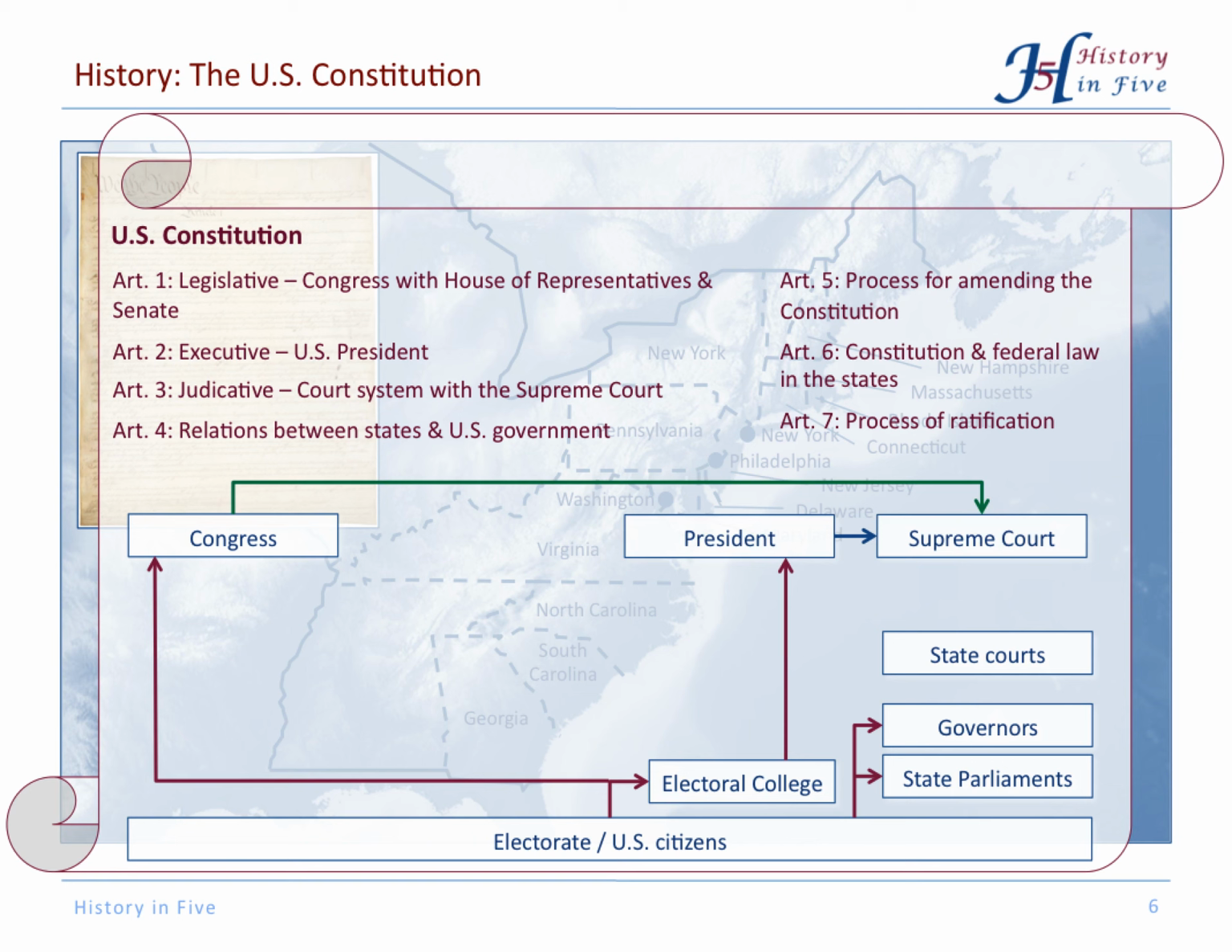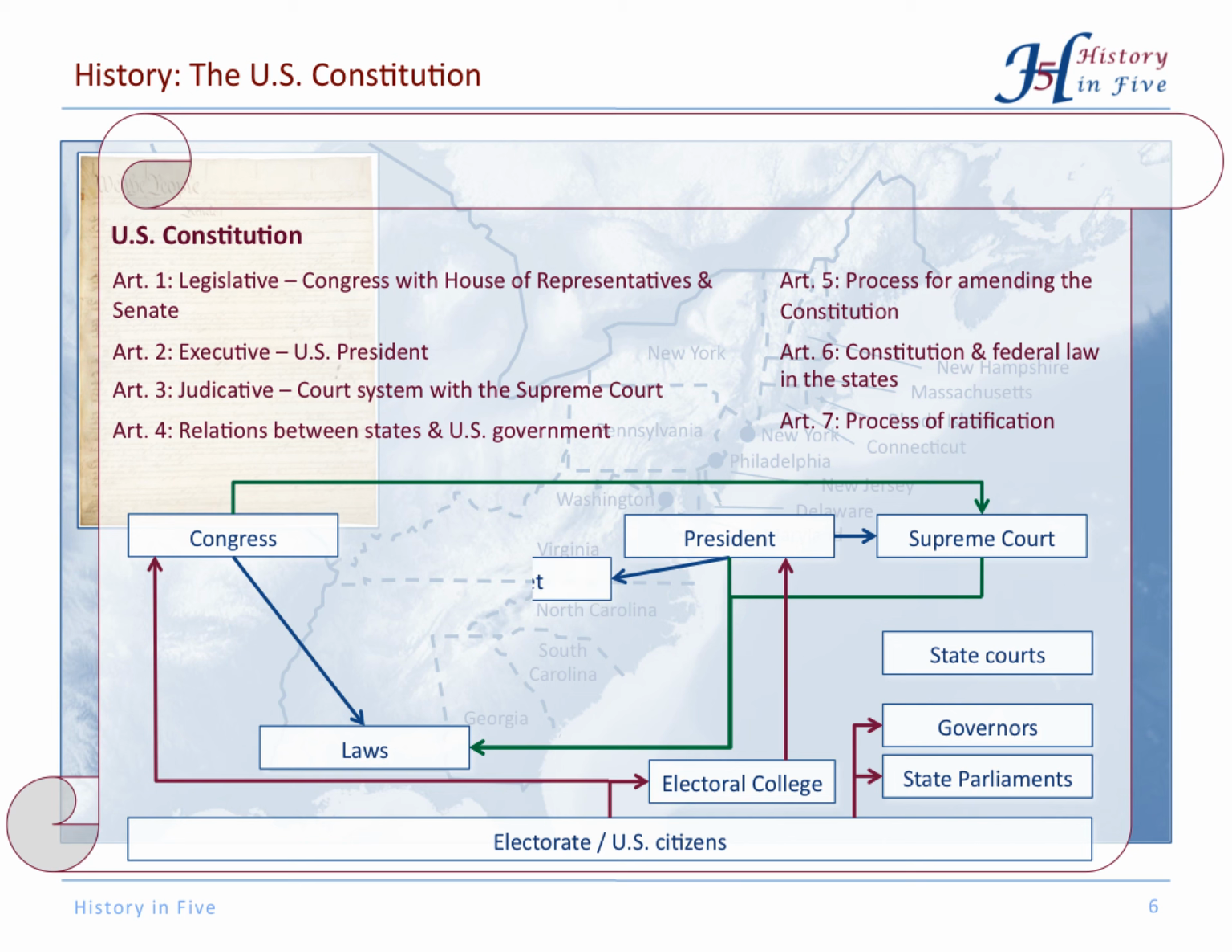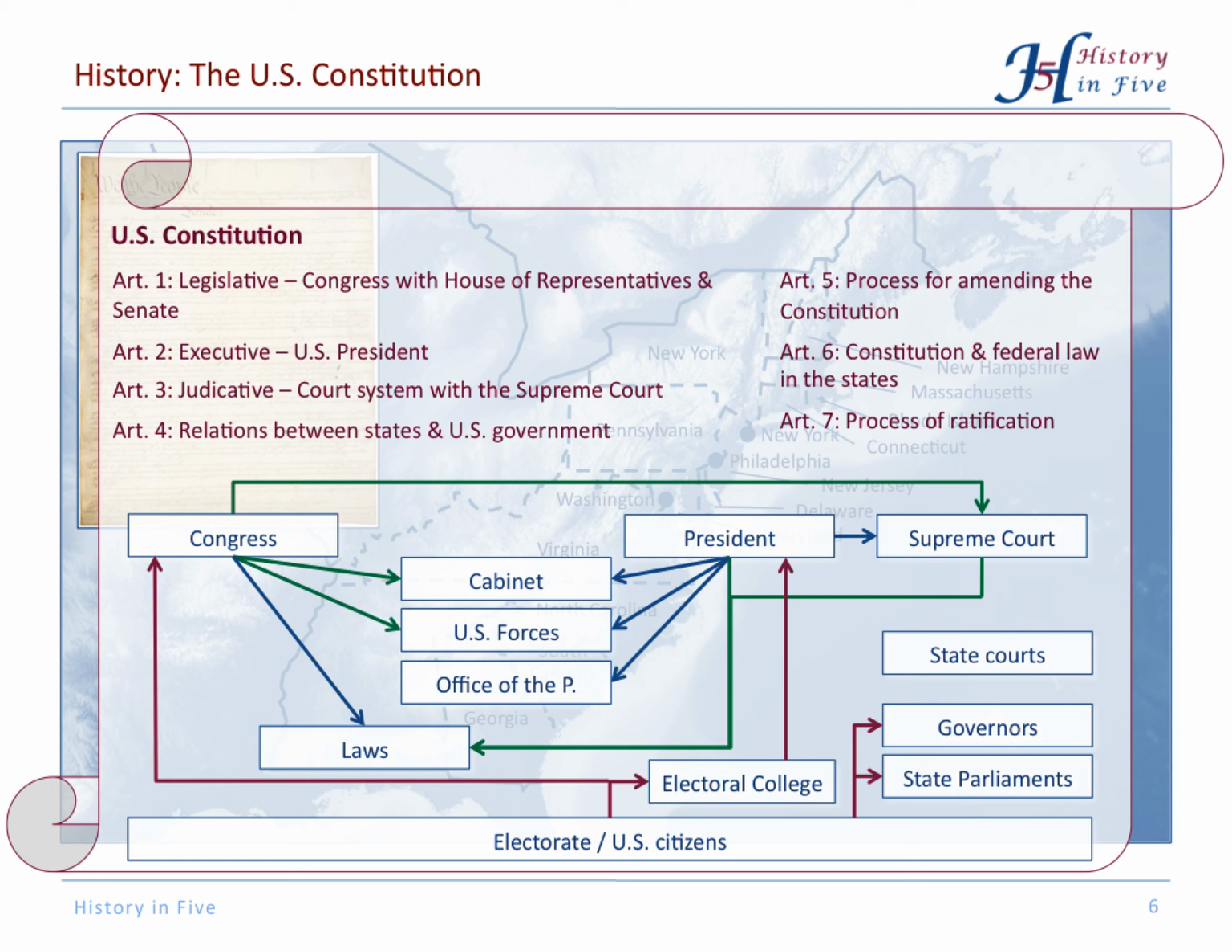The Congress passes the laws, the president can veto these laws, and the Supreme Court, of course, can say, yeah, right, they're not in line with the Constitution. The president has his cabinet, is supreme commander of the US forces, and his own office. Congress controls cabinet and US forces. And here you can see one of the main principles of the US Constitution, checks and balances.